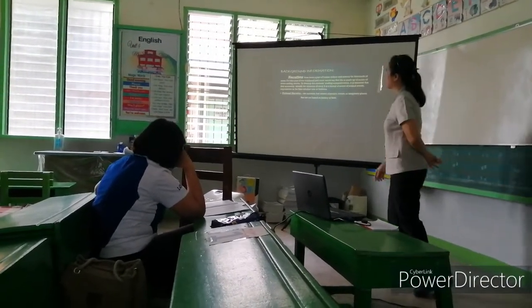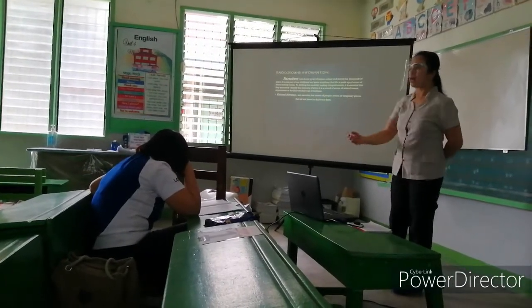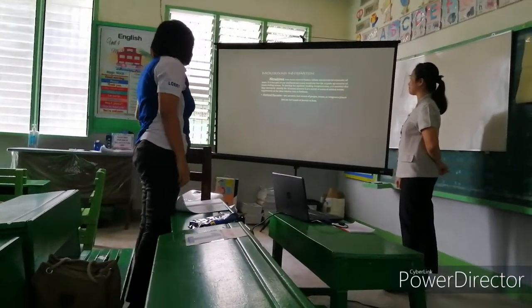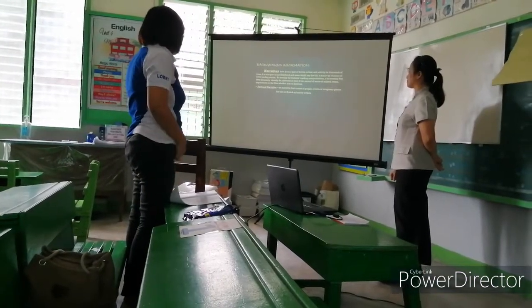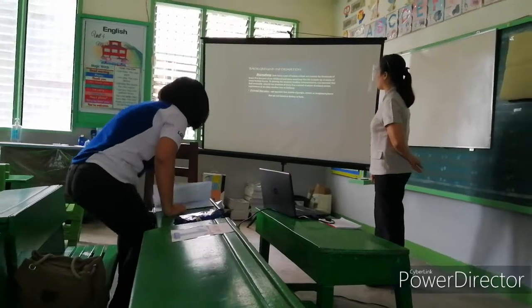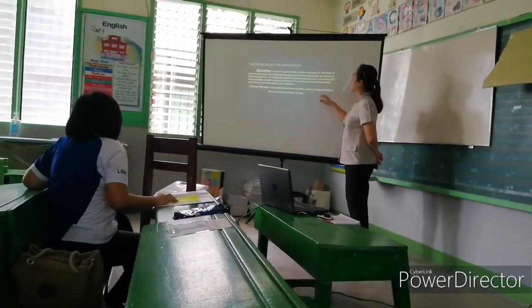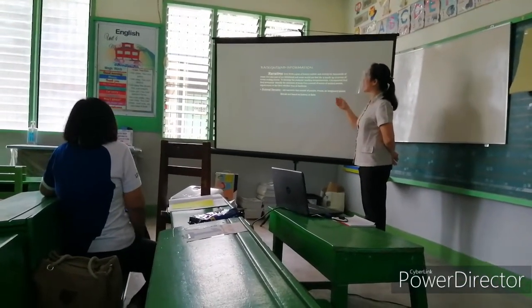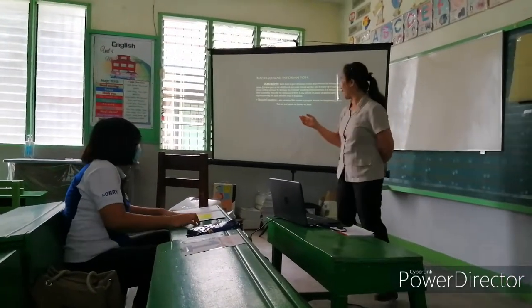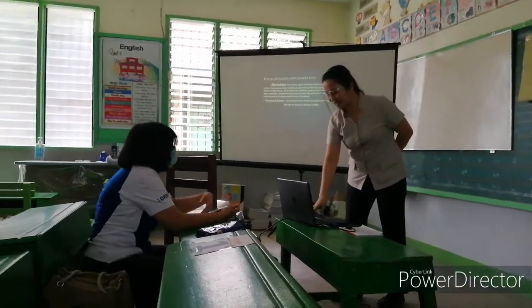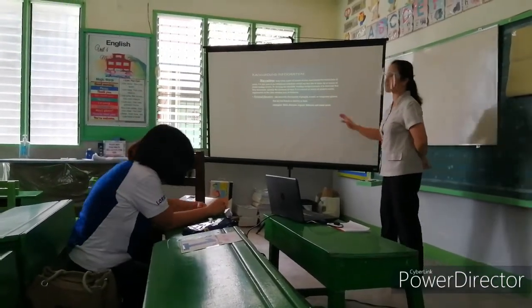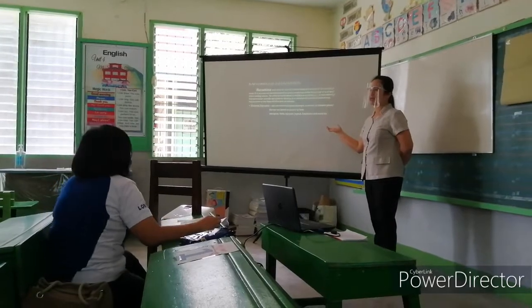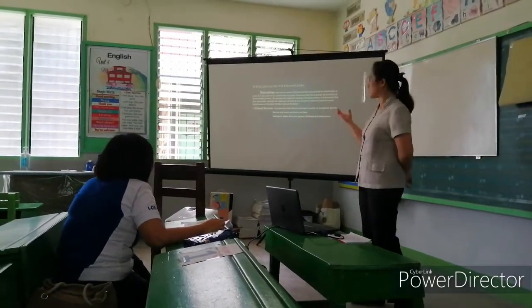We have first the fictional narrative. Lori, kindly read what is fictional narrative. Fictional narratives are narratives that consist of people, events, or imaginary places that are not based on history or fact. Okay, they only consist of people, events, or imaginary places that are not based on history or facts. Examples of this are fable, fairy tale, legend, folk tales, and many more. So these are imaginary only, okay?